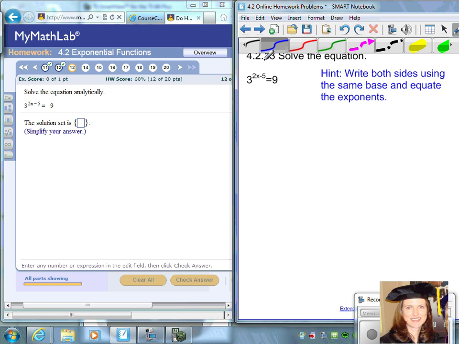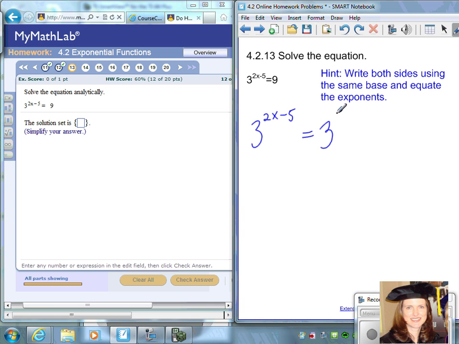On the left side of the equation, we have 3 to the 2x minus 5. Now this has a base of 3, so I would like to write the right side using a base of 3. 9 is the same thing as 3 to the second power.